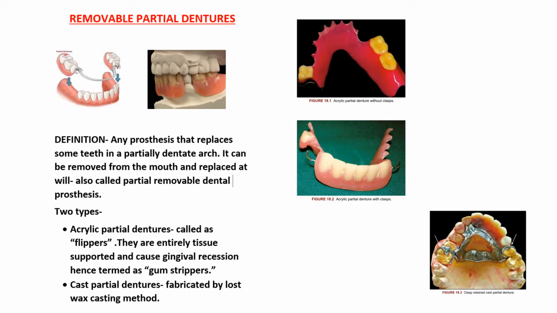Moving into the video, removable partial dentures. They are any prosthesis that replaces some teeth in a partially dentate arch. It can be removed from the mouth and replaced at will. It is also called a partial removable dental prosthesis.